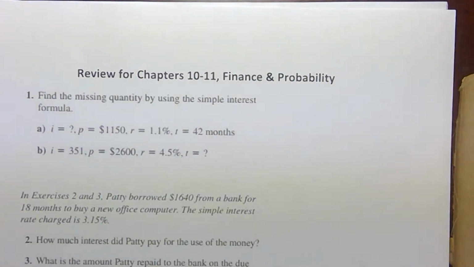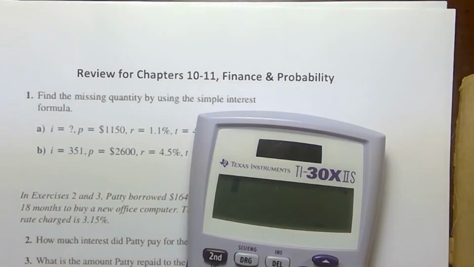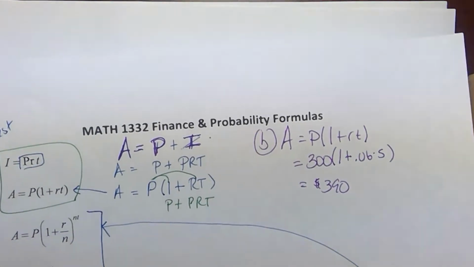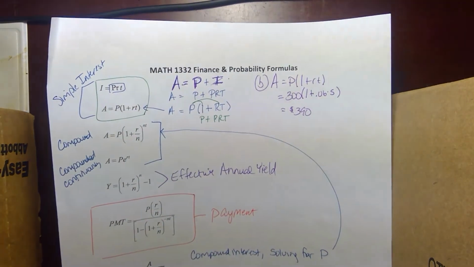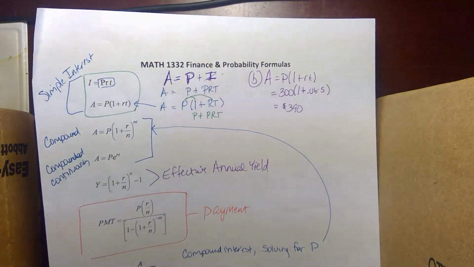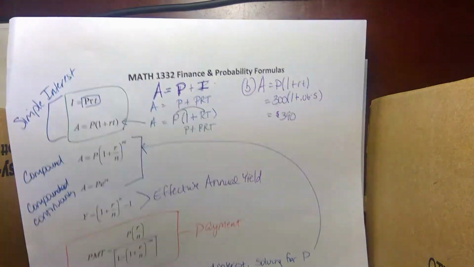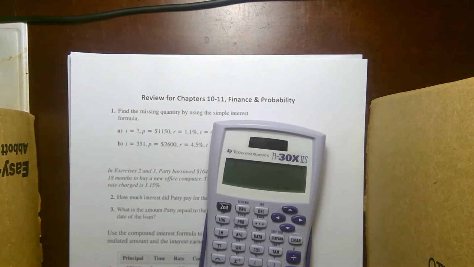Class, here we go. I had a request to work through the review page for Unit 2, Chapters 10 and 11 over Finance and Probability. I've got my review sheet here, I've got my calculator, and I also have my formula sheet. Remember that you are allowed to use your formula sheet on the test. Okay, so here we go.